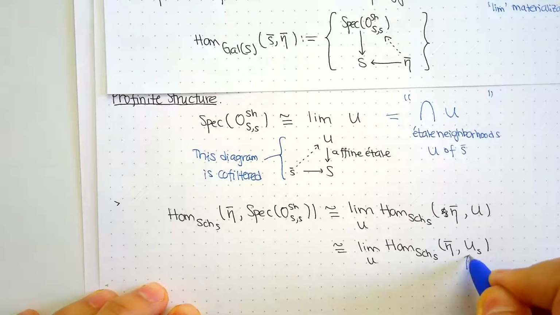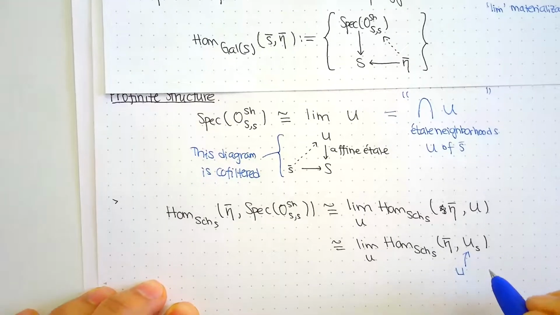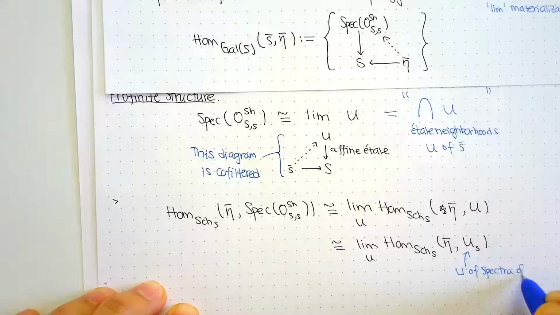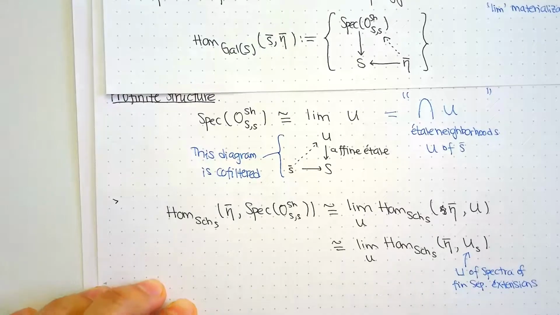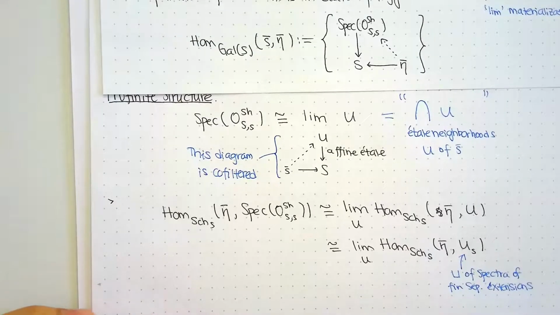It has to hit the fiber over your point, and this is going to be some disjoint union of spectra of finite separable extensions. And that's where the profinite structure comes from. So you can endow this with the structure of a profinite set.